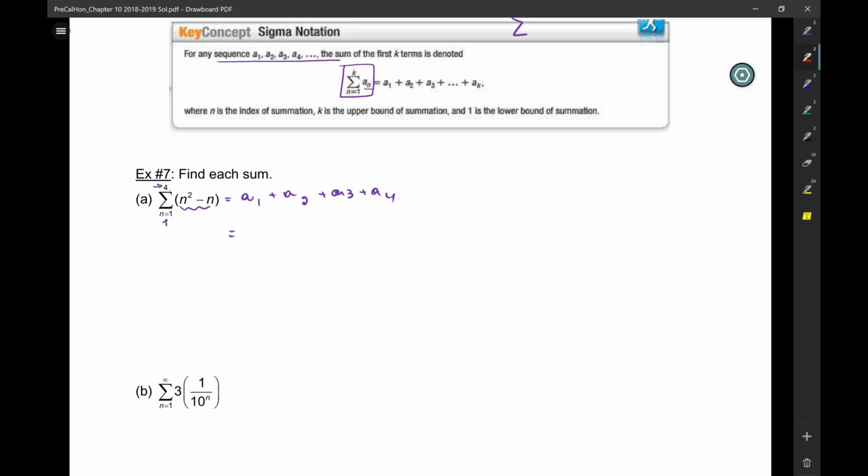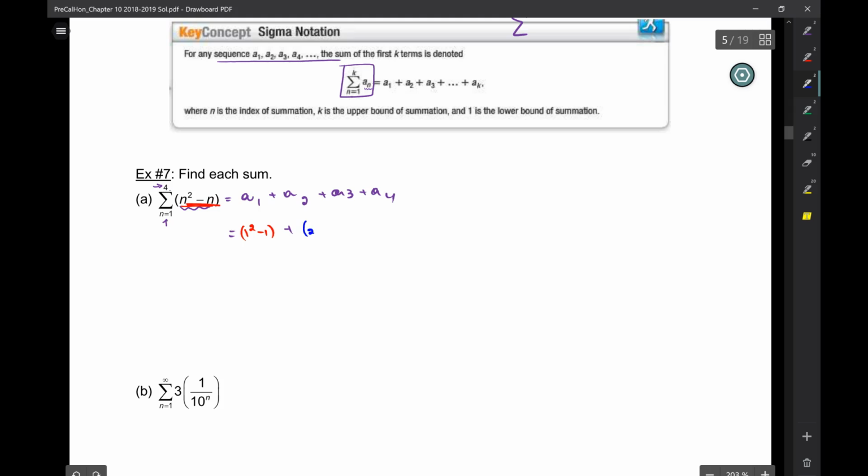Okay, so for the first one, I put 1 in here, and I get 1 squared minus 1. Plus, now I put 2 in there, and I get 2 squared minus 2. Plus, now I put 3 in there. Plus, I put 4 in there. Okay? So do you see that?